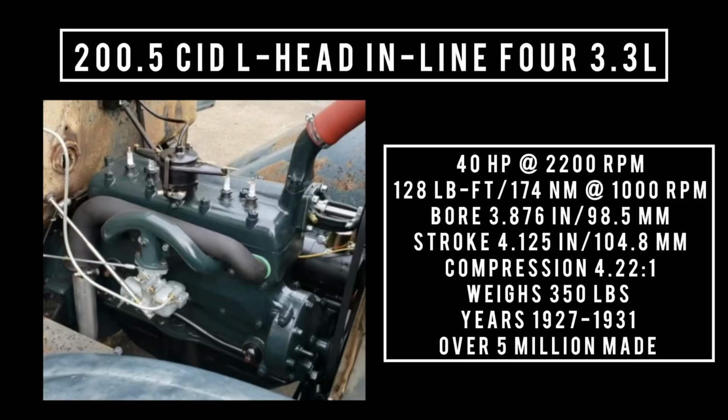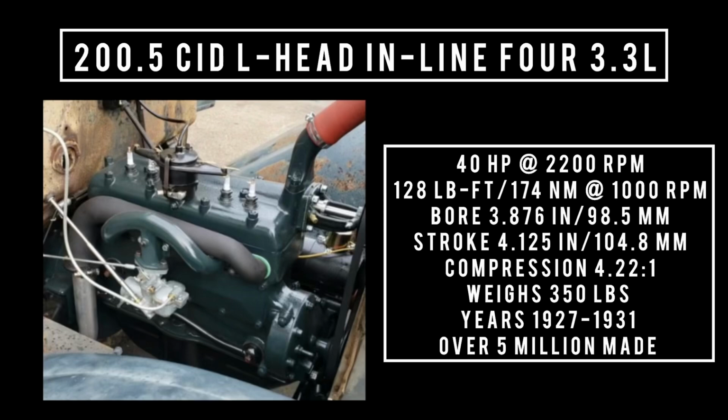200.5 cubic inch displacement inline flathead 4, 3.3 liters. It's good for 40 horsepower at 2200 rpm, 128 pound-feet or 174 newton meters at around 1000 rpm, with a bore of 3.876 inches and a stroke of 4.125 inches. Compression was 4.22 to 1.